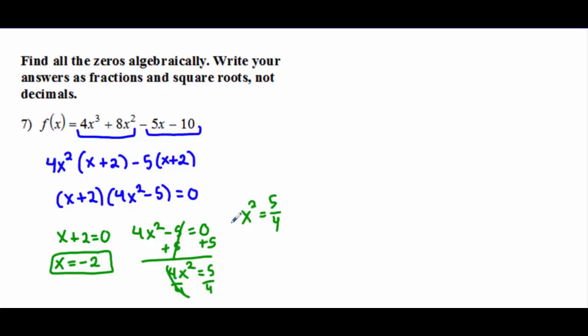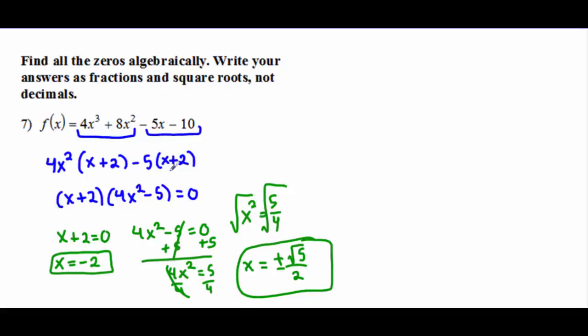And then here's where it gets tricky. You square root both sides, which makes this be x equals positive and negative, because you square rooted, and that means we need 2 answers. You can't take the square root of 5, but you can take the square root of 2. So you can leave it as plus and minus square root of 5 over 2.